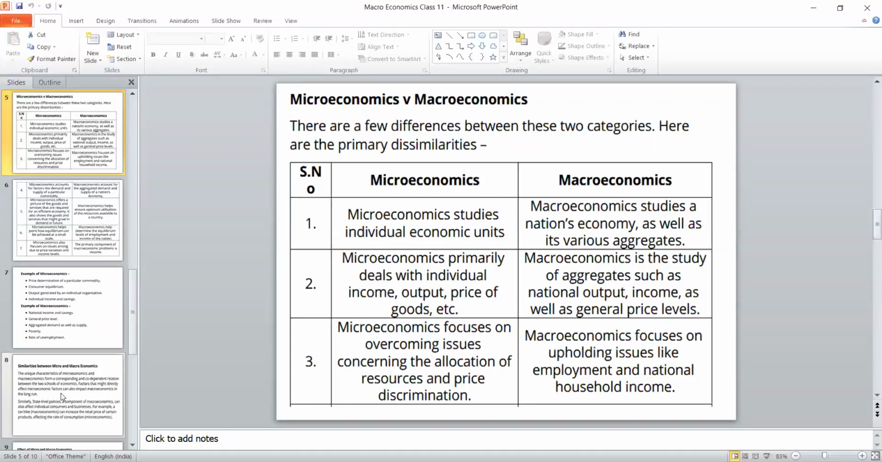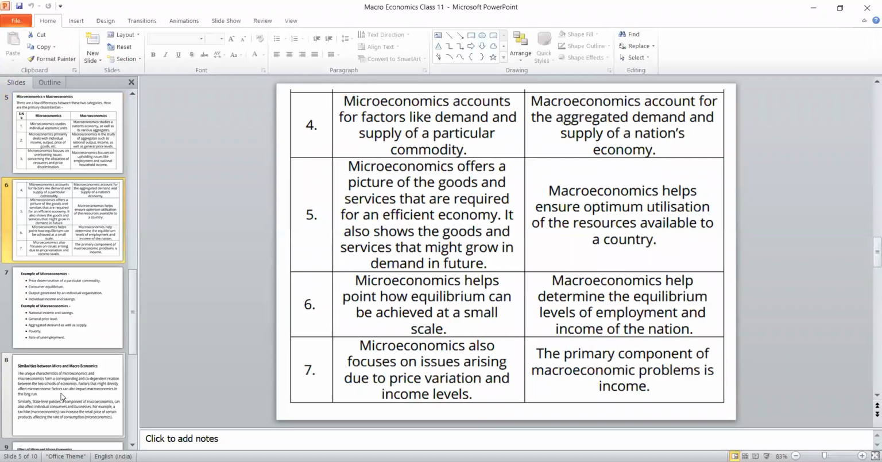You have to collect the data. What are the resources available in the economy? For that, it's a long-run process. Micro is short-term in nature. Macro is long-term in nature. And the fourth one is that microeconomics accounts only for demand and supply of a particular commodity. What is the demand for that particular product in the near future? How to produce that?